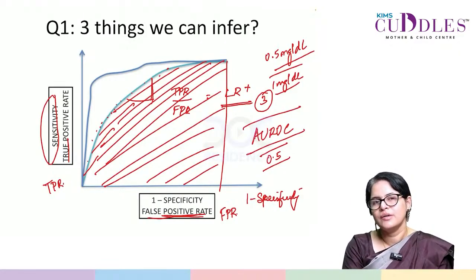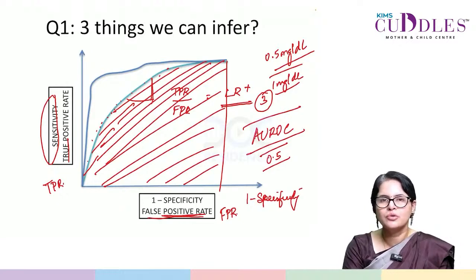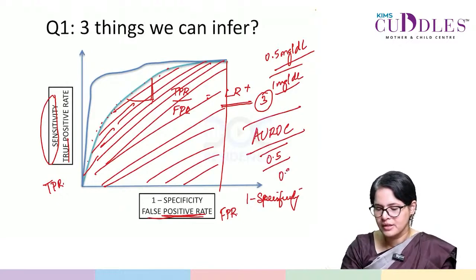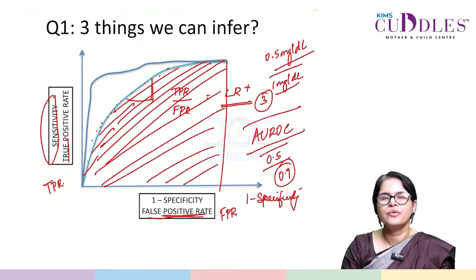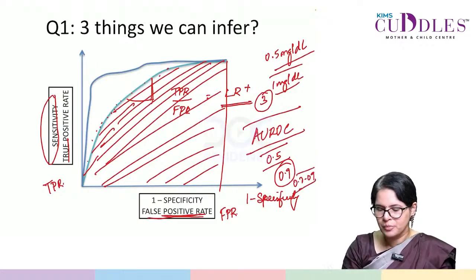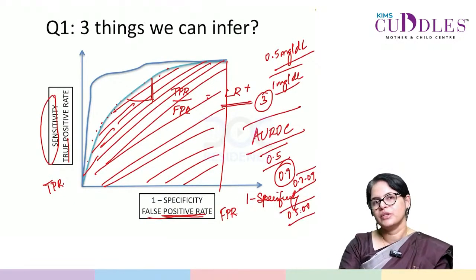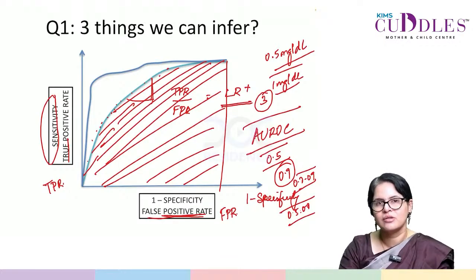On the other hand, if the AUROC is closer to 0.9, 0.9 is considered to be the cutoff for defining a test with excellent discriminative ability. If it is between 0.7 and 0.9, it is supposed to be good. Anything between 0.5 and 0.7 is considered average, or not a great test for determining whether the patient is diseased or not.